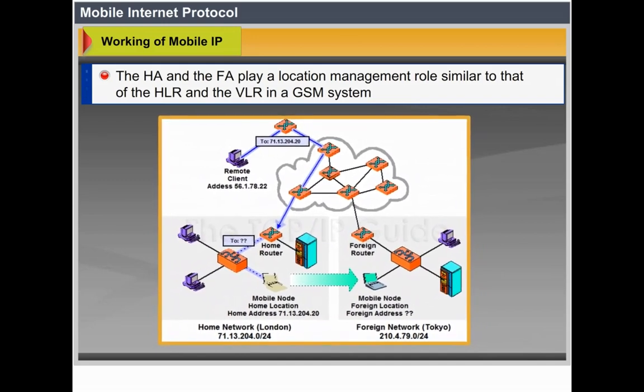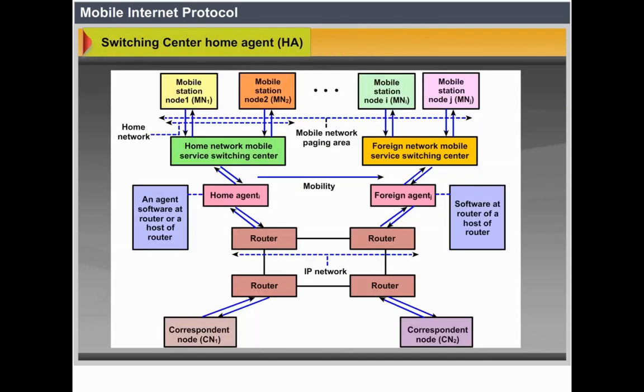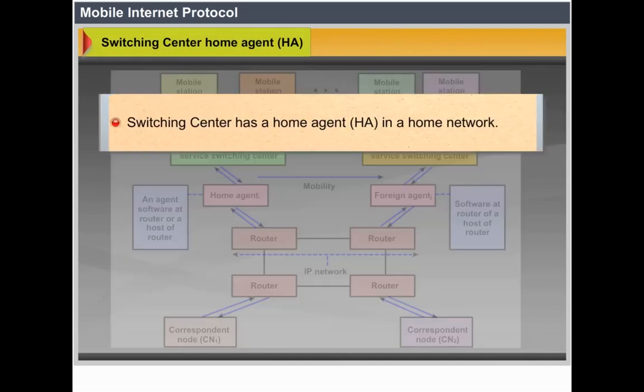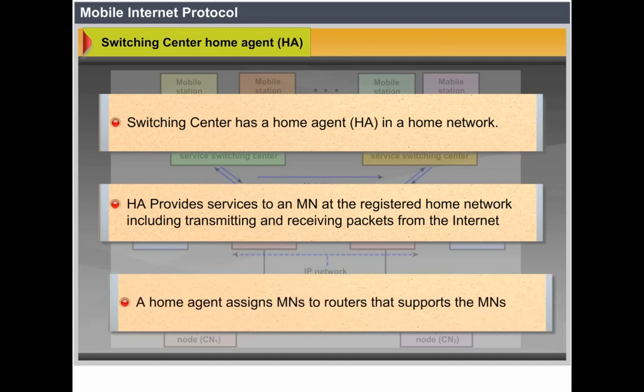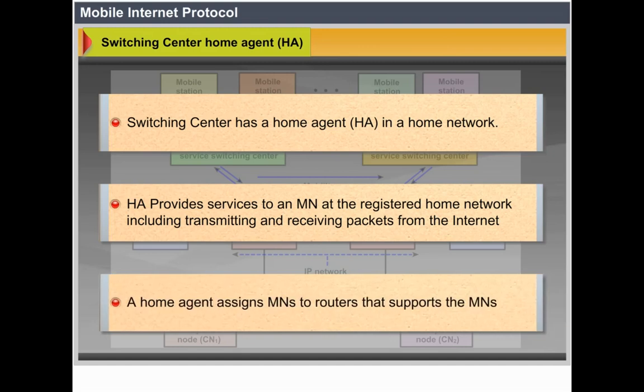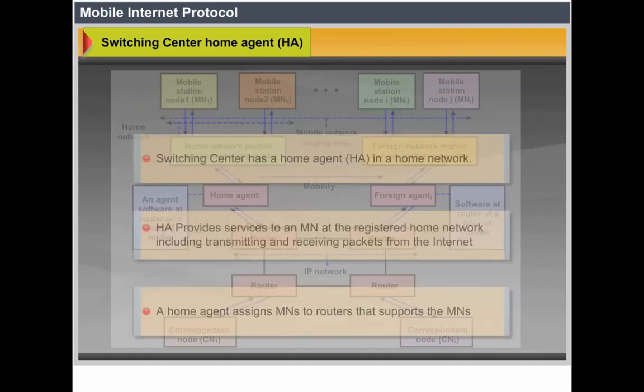Switching Center Home Agent. Switching Center has a home agent HA in a home network. HA provides services to an MN at the registered home network, including transmitting and receiving packets from the Internet. A home agent assigns MNs to routers which support the MNs.